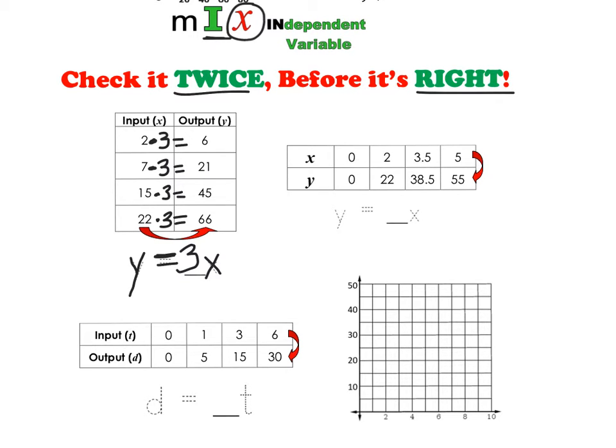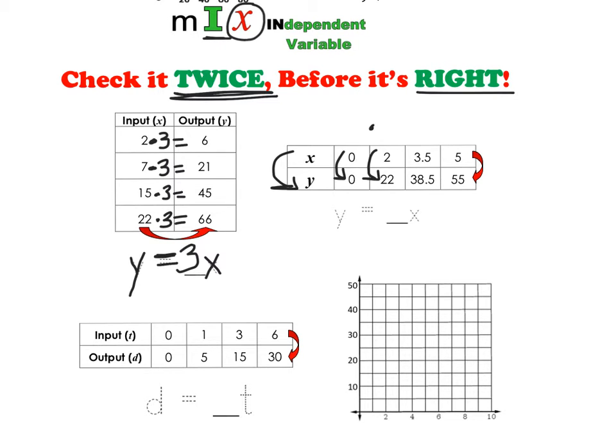Okay, let's do this again. Here, if you have tables going side to side, remember you're always going to want to go from x to y. So we need to ask ourselves, how do we get from x to y? Well, getting from 0 to 0 doesn't necessarily help us. That's why we always want to check it twice, okay? So now I can ask myself, okay, how do I get from 2 to 11? Okay, I could say add 20, but then to get from 3.5 to 38.5, adding 20 wouldn't help me there.